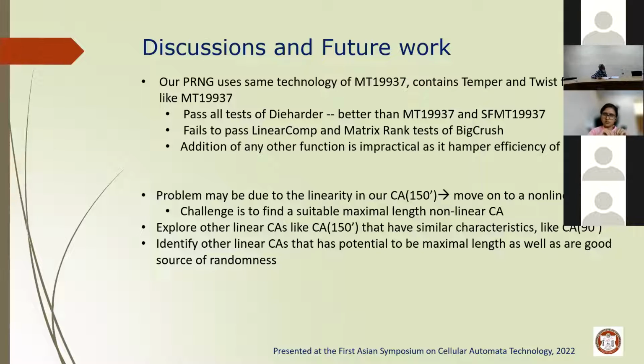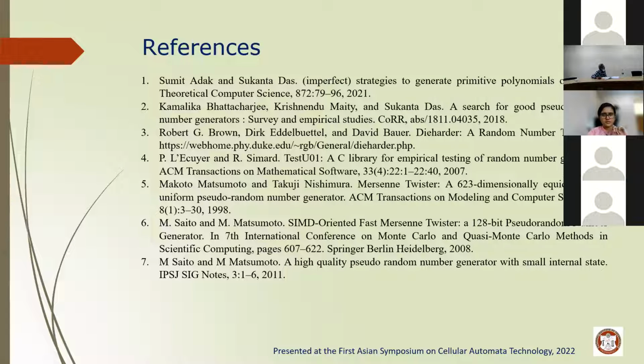And so for any application where the linear component is not that harmful, we can propose to use our generator as it is going to be very fast and uses very small space in comparison to the Mersenne Twister. These are the references. Thank you.